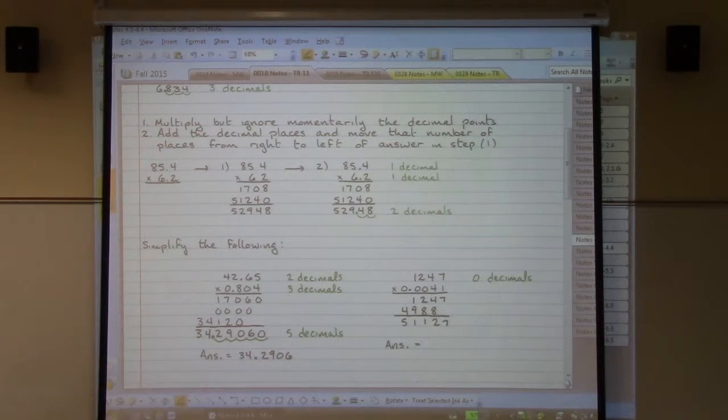The second number has 4 decimal places. So in our final answer, 0 plus 4 is 4 decimal places. Starting at the back end of our answer, 1, 2, 3, 4, meaning that our final answer is going to be 5.1127.